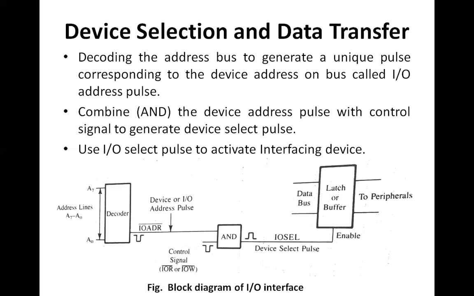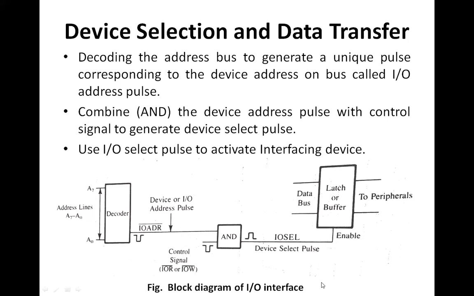Now you can summarize these steps in this way: first of all, decode the address bus to generate the unique pulse corresponding to the device address on the bus, that is called the device address pulse or the input output pulse. Second is to combine, or AND, the device address pulse with the control signal to generate the device select, that is the input output select pulse, that is generated when both the signals are asserted. And the third one is to use this input output select pulse to activate the interfacing device.